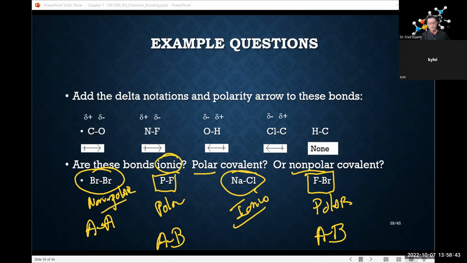Okay, so you see how we did that? And you're going to get a lot of examples like this, either in homework or assignments, where you're given a particular bond and asked to determine whether it is ionic, and if it's covalent, is it polar or nonpolar?